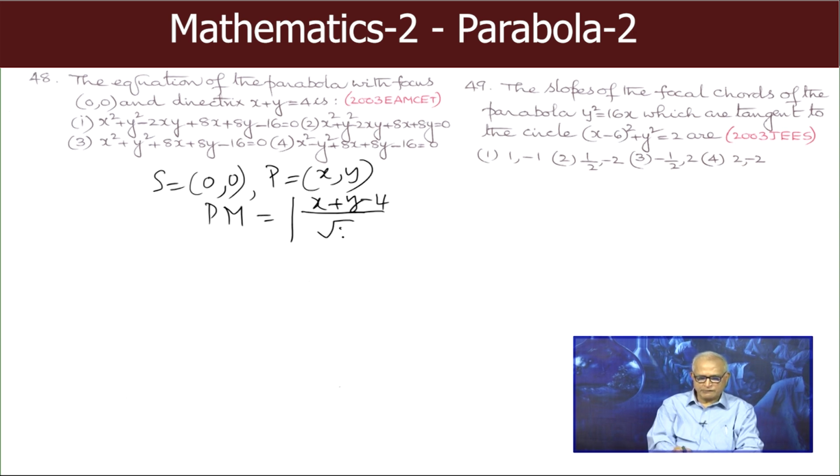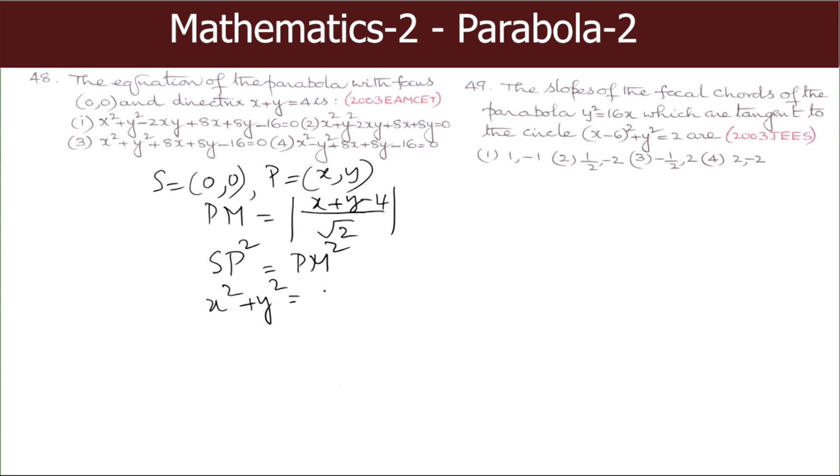x plus y minus 4 by root 2. So, SP equal to e times PM, but e is 1 here, or SP square equal to PM square. So, x square plus y square equal to x plus y minus 4 whole square by 2, or the 2 can be cancelled, you can write 2 here.